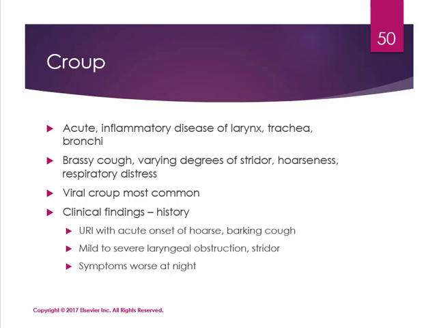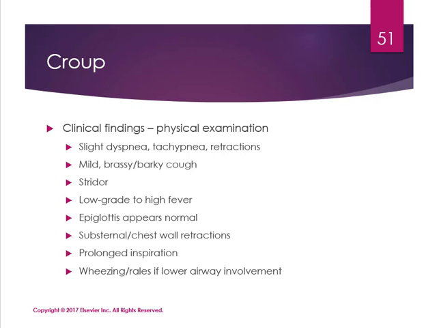On physical exam, you may find that there's slight shortness of air, tachypnea, retractions, the barky cough. You may notice some stridor. There could be anywhere from low-grade to high-grade fever. The epiglottis may appear normal. There could be substernal chest wall retractions. The child may have prolonged inspiration, and if there's lower airway involvement, you may notice wheezing and rales.